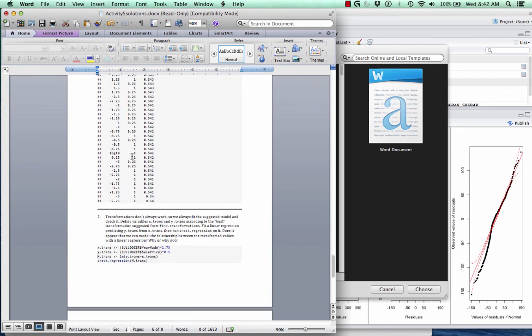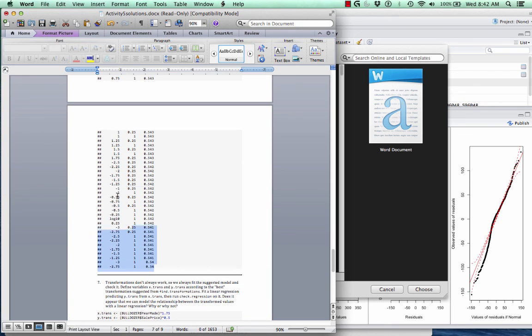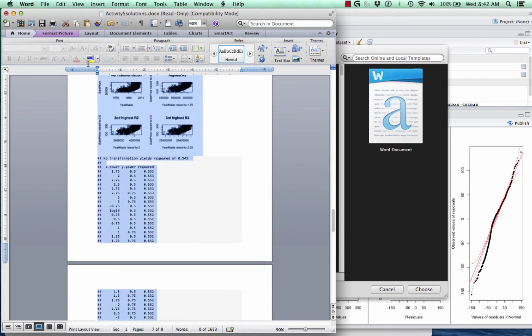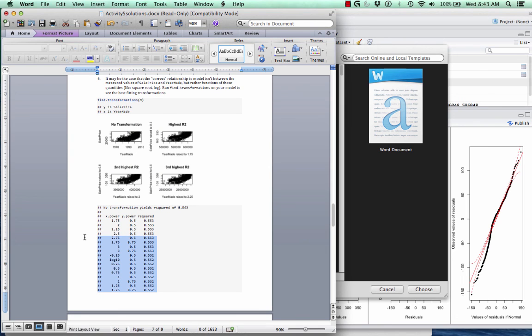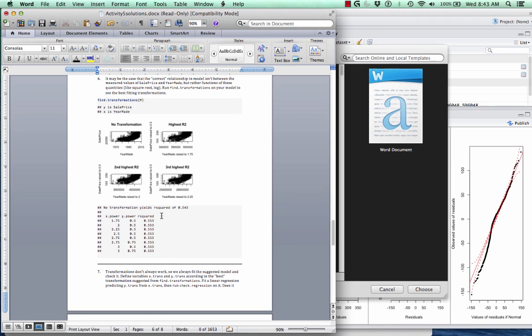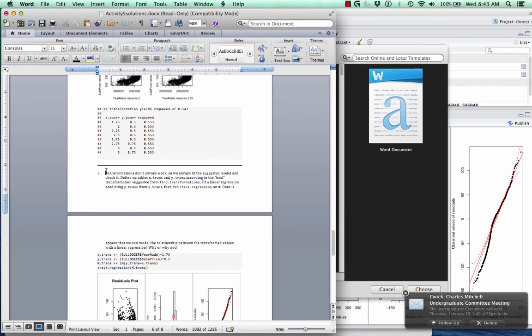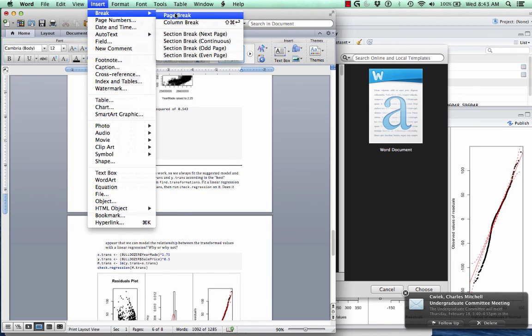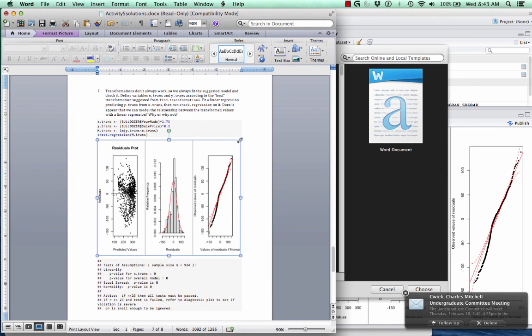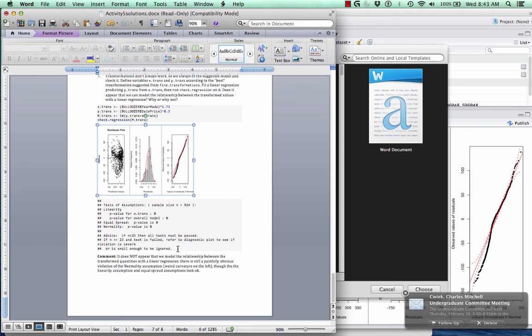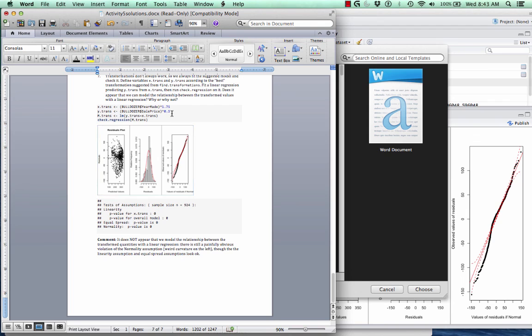Oh, look at all this ridiculous output. Let's delete a lot of it. We don't need all that much stuff. Let's just put in the top few transformations. In fact, notice all these are 0.553. There's really no compelling reason to choose one versus the other. They all do about the same. Let's insert a page break here. Let's make these plots smaller. And let's take away that advice. And there we go. We have our final solutions.